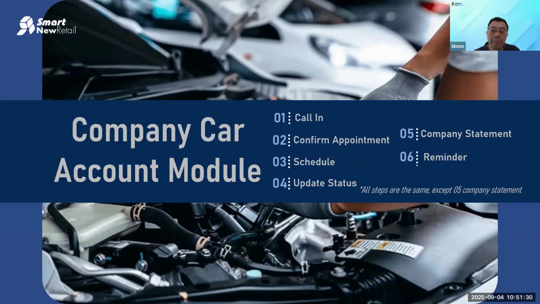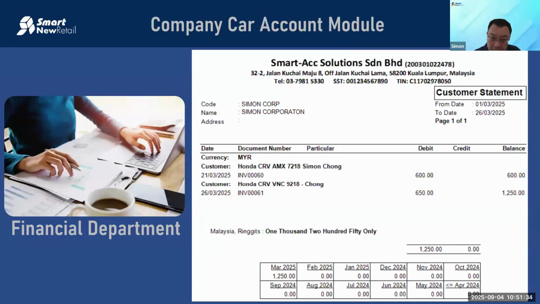So now we come to the company car module. How do we do the servicing? Actually, it is the same. The only thing is the statement we send to the company profile is like this. Inside this company statement of account, you can see all the individual cars and how much we charge. So this is finally what you need to review, then call to chase payment from the customer. This is how we do it.